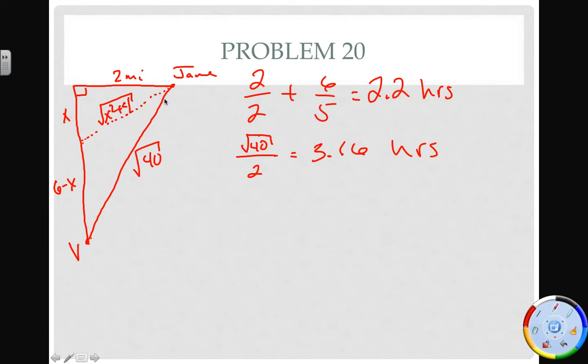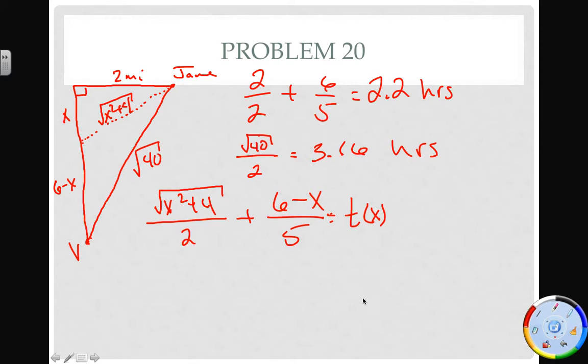Now what? Well, this is the weird piece here. I mean, what are we actually trying to find? We're trying to find how far down the shore she should travel. That's going to create a minimum amount of time. So it's going to actually be the length of that dashed line, which is the square root of x squared plus 4. Now that's going to be a rowing thing, so you have to divide by 2 to figure out the time. And then you're going to have to add 6 minus x divided by 5, which is how fast she walks, which is equal to her time function, how long it's going to take her.